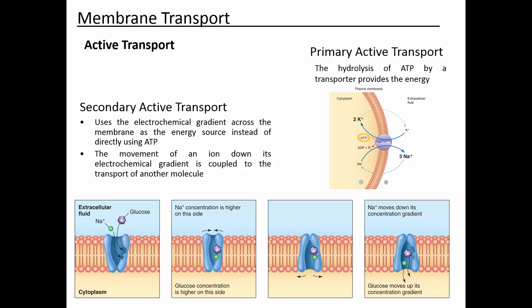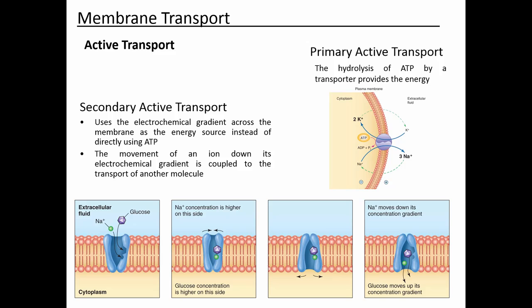Okay, so the other type of active transport is secondary active transport. In secondary active transport, the carrier uses the electrochemical gradient of one substance as the power source to move a second substance against its concentration gradient. So in secondary active transport, you have the electrochemical gradient of one substance being the power source for the carrier to move a second substance against its concentration gradient.